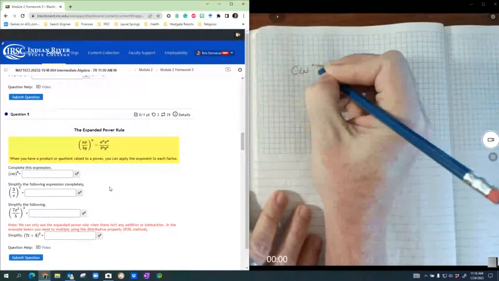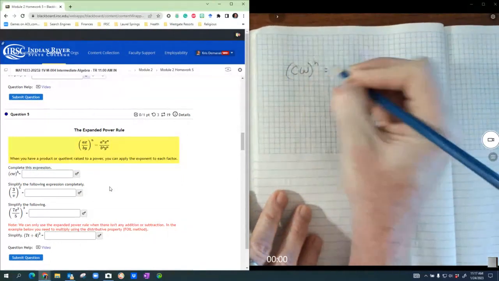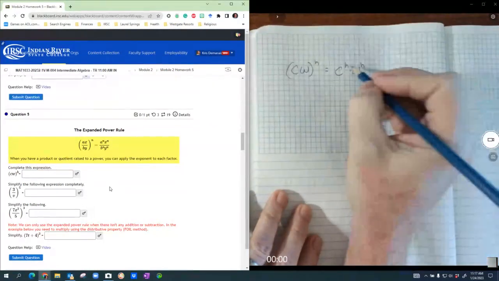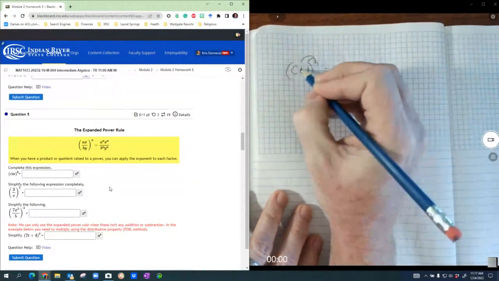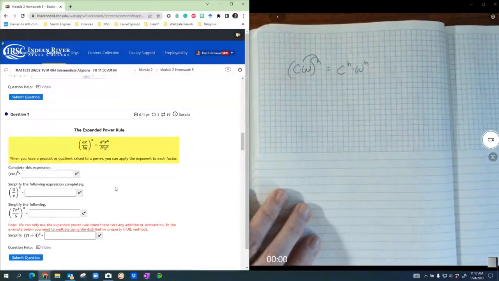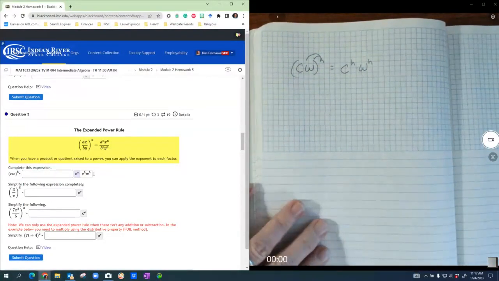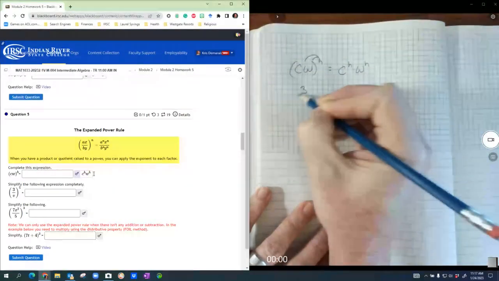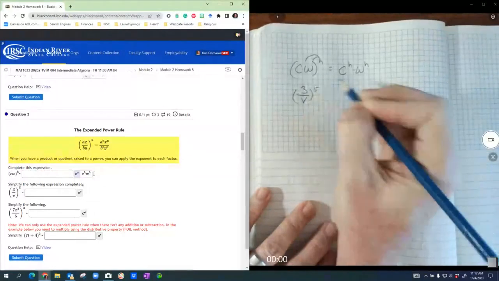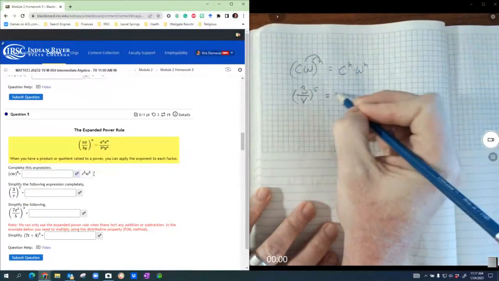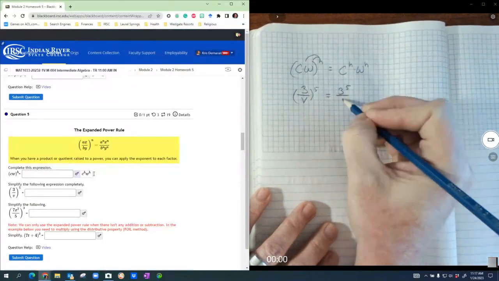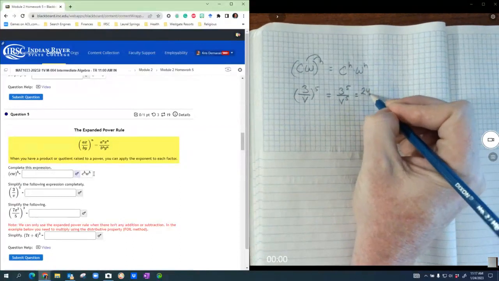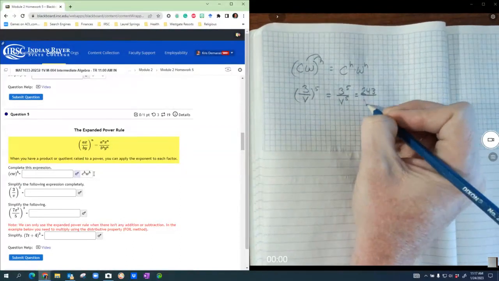So we have CW raised to the h power. We're going to get c to the h power times w to the h power. So you distribute this out basically to both things. You're not multiplying them, you're applying the power rule, or the powers. So there's our answer. So when we're doing this, 3 over b raised to the 5th power, then that's 3 raised to the 5th power, and then b raised to the 5th power. And 3 to the 5th power is 243 over b to the 5th.